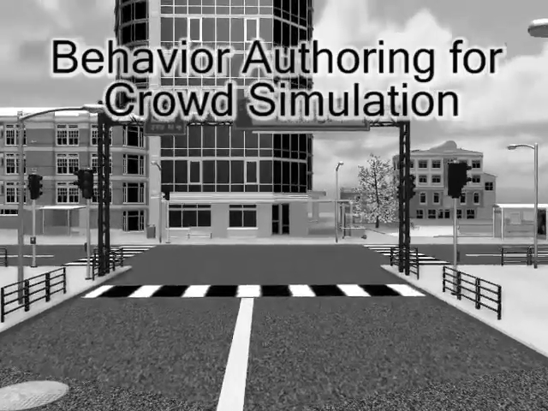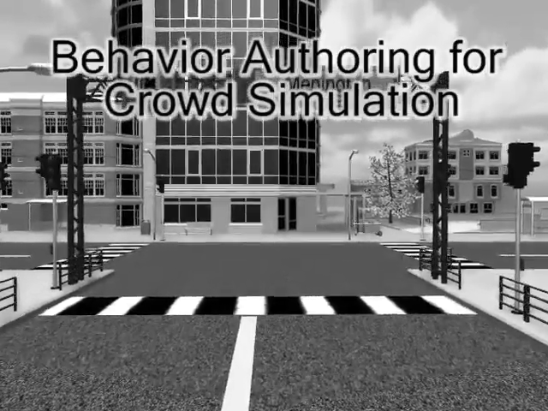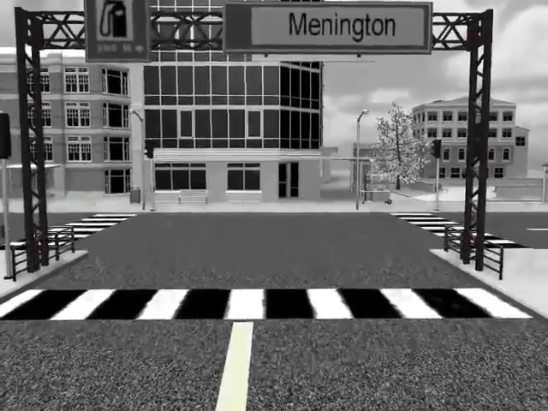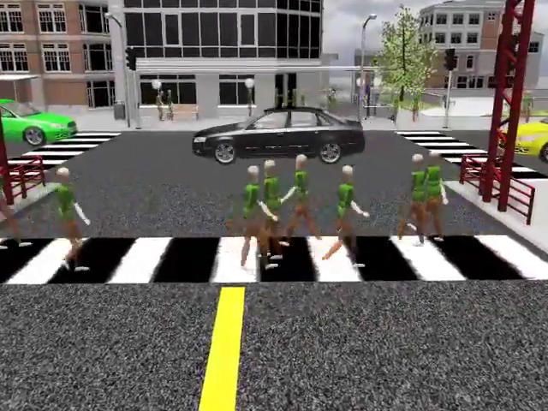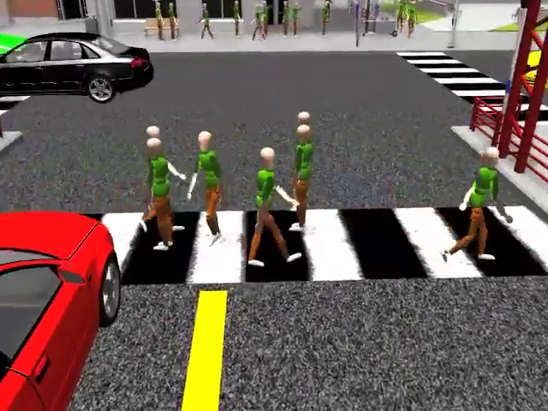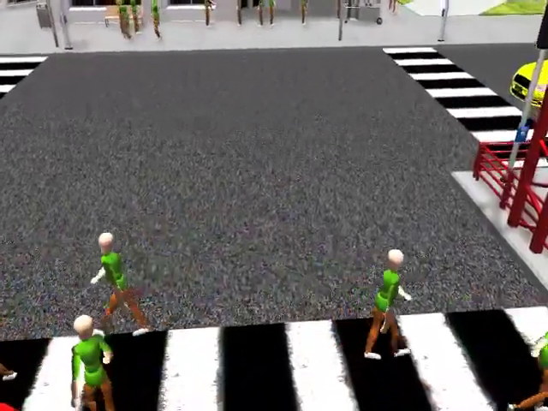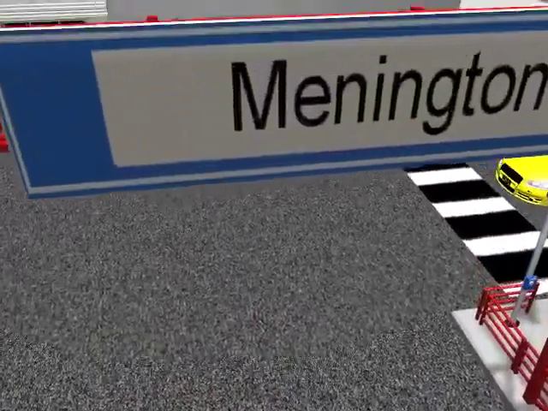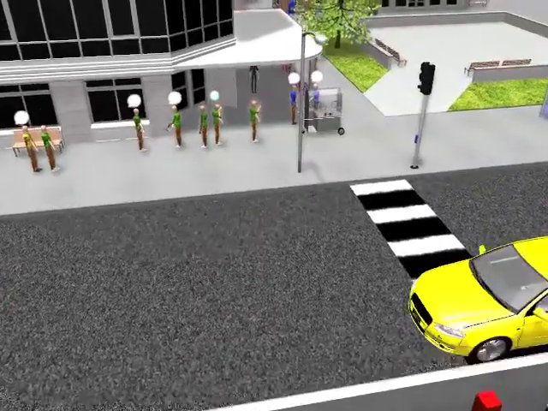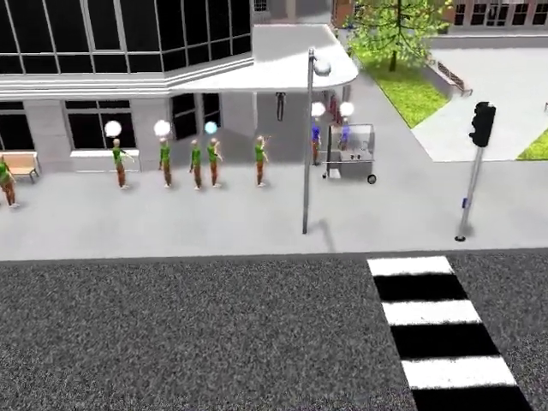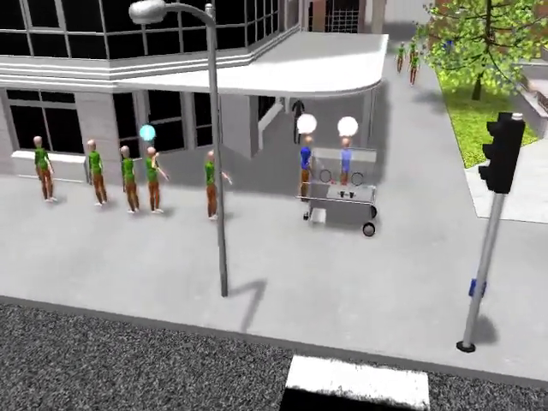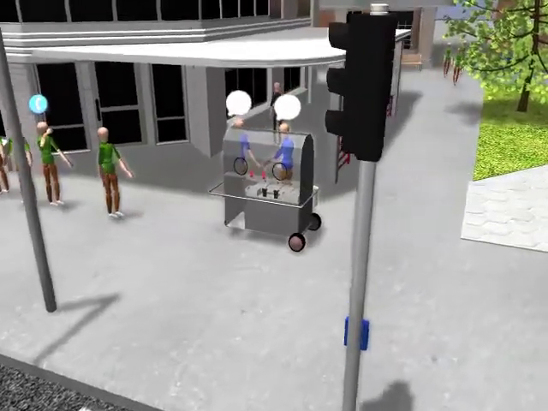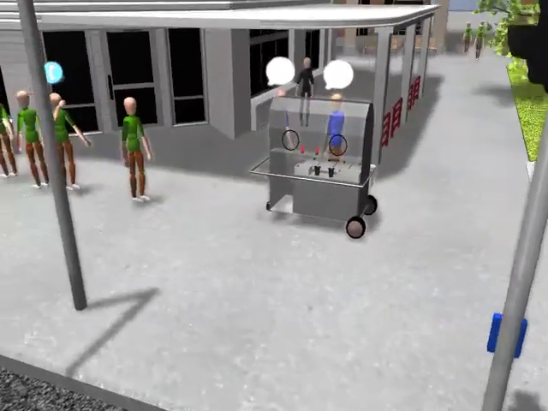In this paper, we propose a behavior authoring framework for animators to easily orchestrate complicated stories between multiple actors in a flexible manner with minimal specification. The scene shown here is automatically generated using our framework. The characters, vehicles, and even the traffic lights are actors that were authored.